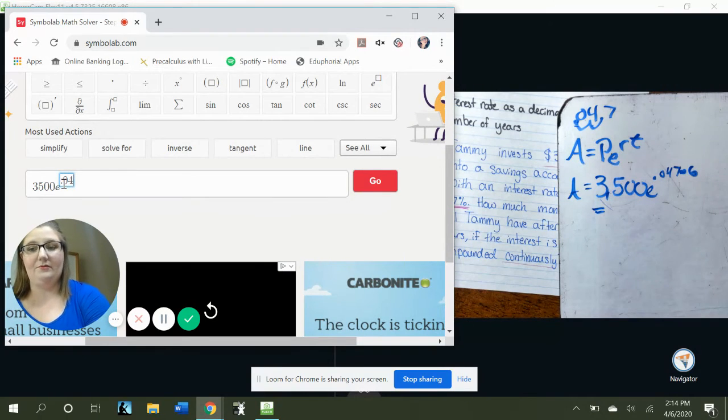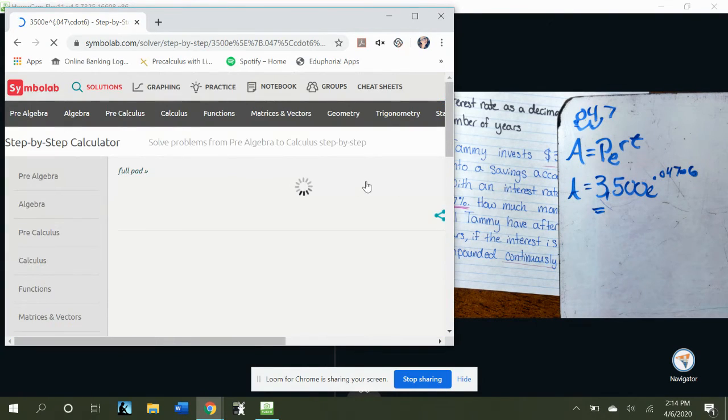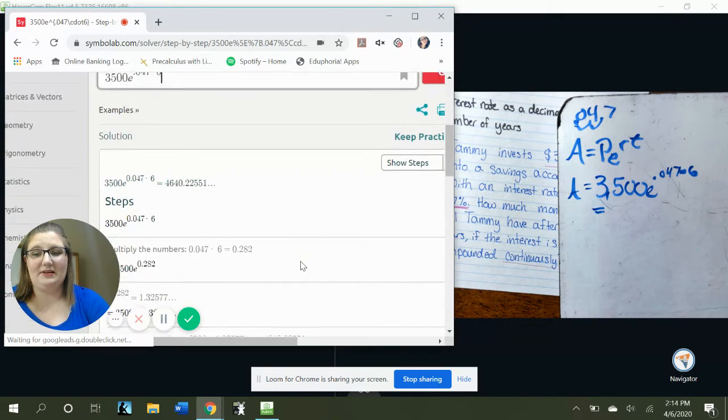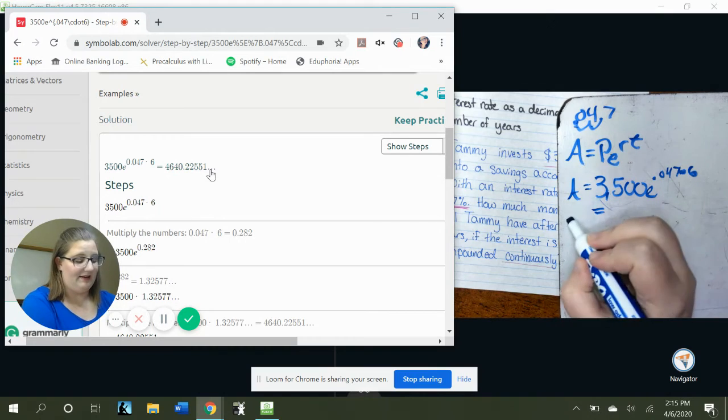So 0.047 and then times 6. And to do times, I just use the multiplication button on my keyboard. All right, now I'm going to click go. It takes a little bit to get ready. But there we have it. If we come down here, it gives you the solution. You'll notice there's our problem written again, 3,500 times e to the 0.047 times 6. And then it gives you the answer. So equals 4,640.22551. And when we write our answer, remember we're looking for A, and A is the final amount of money.